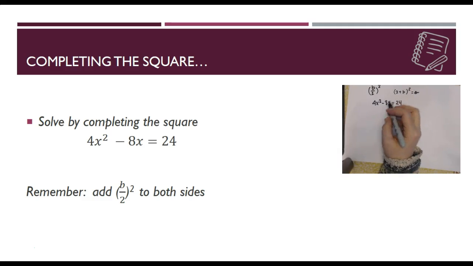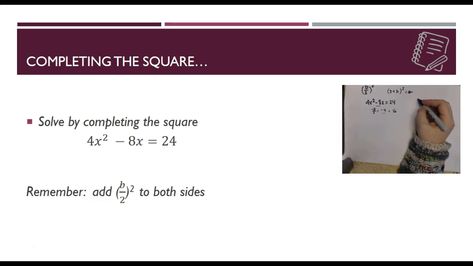So when we're looking to do this, our trick here is to take this middle unit and divide it by 2 and then square it. So I'm going to take negative 8, divide it by 2, which will give me negative 4. This is an important number, and then I'm going to take that number and square it. Negative 4 times negative 4 is positive 16. So 16 is the number that I want to add to both sides of the equation.